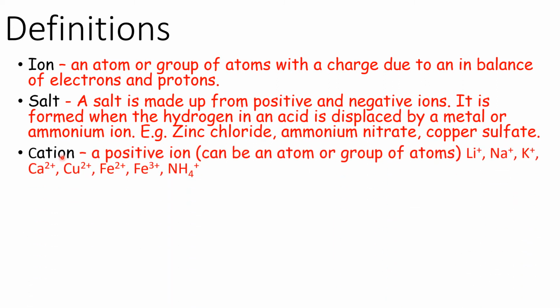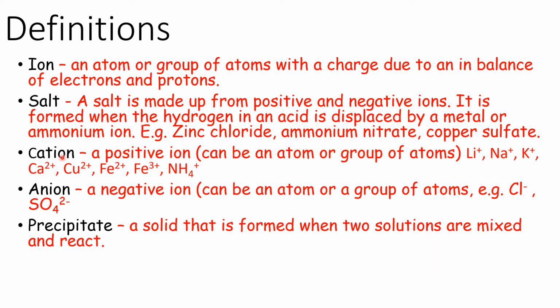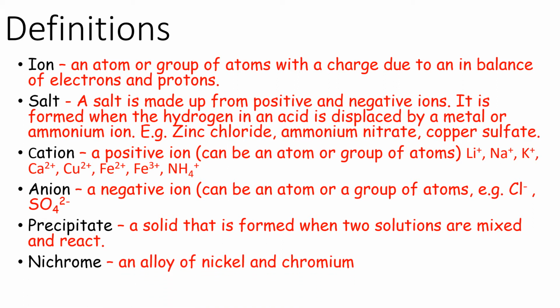Cations, they are positive ions, and here are some examples. An anion is a negative ion, and your salts are made up from a cation and an anion. A precipitate is a solid that is formed when your two solutions are mixed. So precipitate is a solid, has the state symbol solid. Nichrome is an alloy of nickel and chromium, so it's kind of in the name there. And non-luminous is a blue flame.